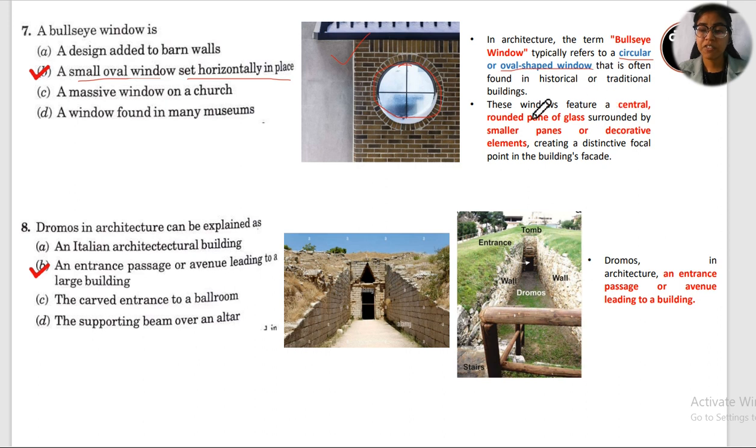And where is it placed? They feature a centrally rounded pane of glass, circular in shape, decorated by smaller panes or decorative elements at the edges, creating a distinctive focal point in the building facade. This is acting as a focal point in the whole building facade. So this is your bull's eye window.